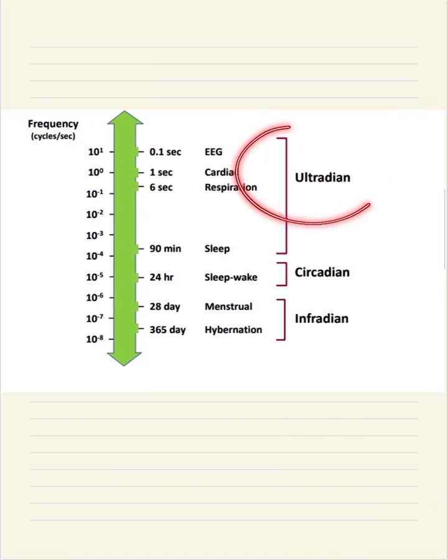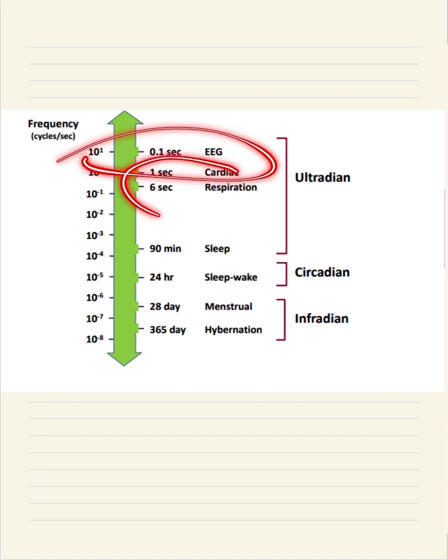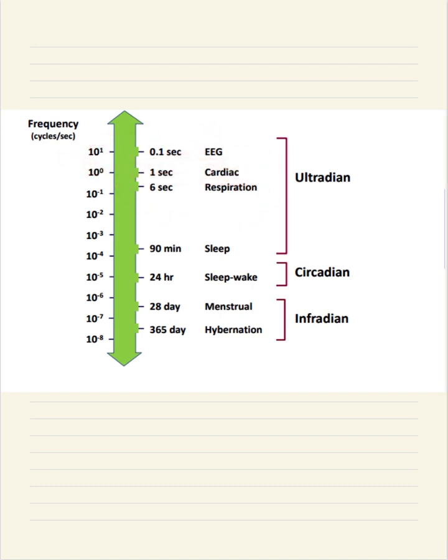Here's an ultradian rhythm: EEGs, your brain, your cardiac activity has a rhythm, your respiratory system has a rhythm, and they're very, very fast. Your circadian rhythm is your sleep-wake cycle, obviously, and then your infradian rhythm is your menstruation, so it's a 28-day cycle for a woman, and hibernation, for bears for example, is very, very long.